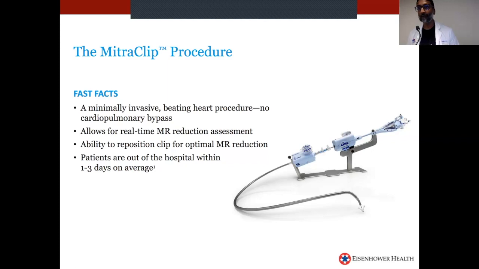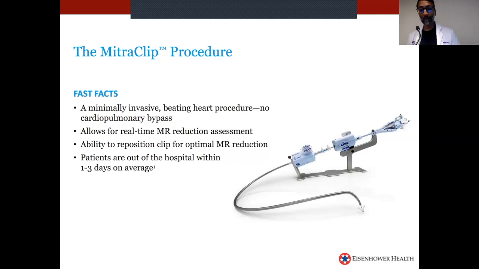Now, the MitraClip procedure, that's what we're going to spend the bulk of this talk discussing. This is a procedure we do right here at Eisenhower where we can repair the mitral valve without having to undergo open heart surgery. Now, classically, the way to treat valvular heart disease has been open heart surgery. That involves cutting open the chest, oftentimes cutting into the heart, and either replacing the valve or trying to repair the valve with sutures, stitches, or valve replacements.